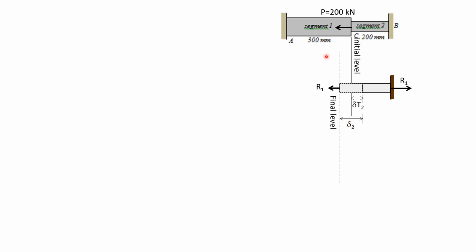Now let's draw segment 1. Initially it is the same length. Then because the temperature drops, it will contract, so it will move to the left. This is delta T1 from this position to that. Then, because of the stress, which is 200,000 minus R1 this time, it is in compression. From this position to this final level, that's the deformation 1 or deflection 1. So that should be the final end, and this value here is delta 1.